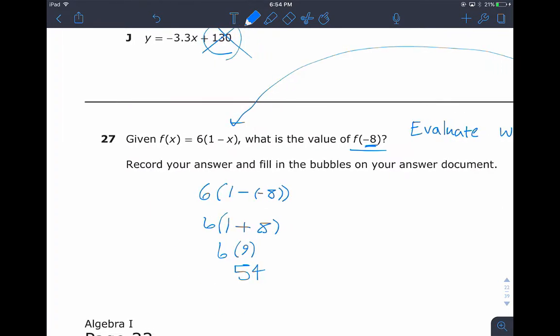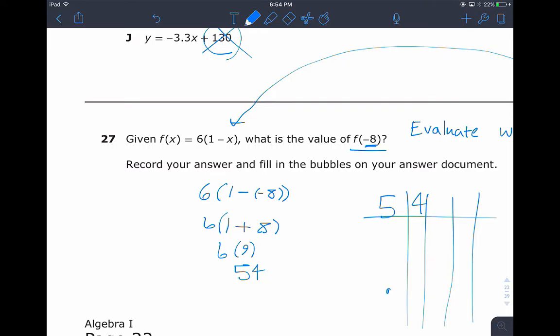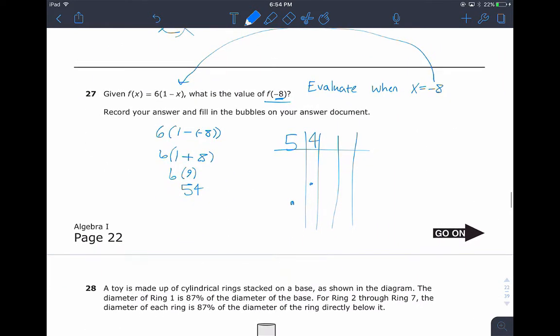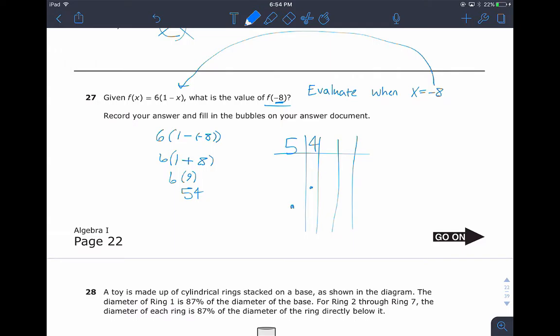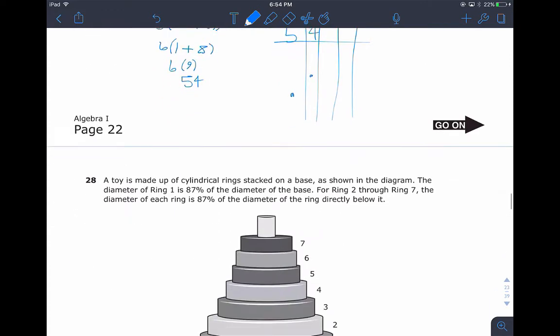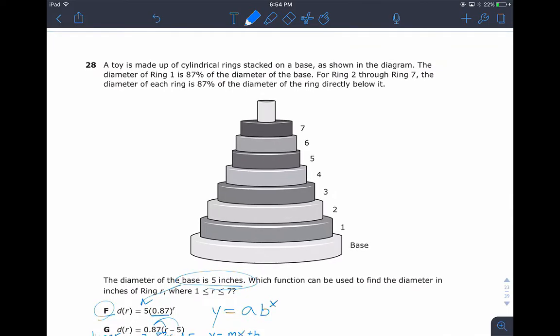Now, I think this one is a griddable, so you would need to do the little bubble thing. You'll have a bunch of decimals, and then you just write 54 and bubble in the correct numbers based off of that. If there was a negative out front, I think there's a spot for putting a negative. So, anyways, that one's not too bad.